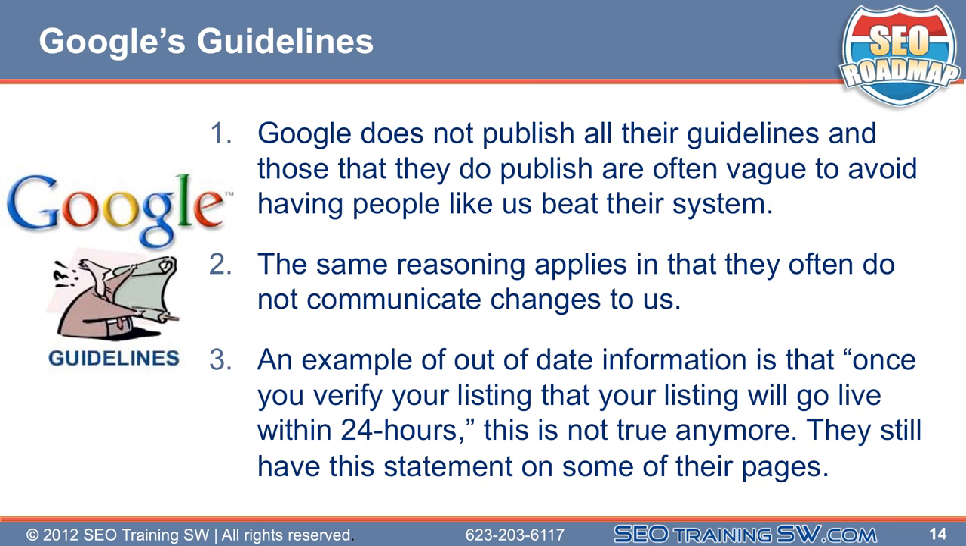Now, this same sort of reasoning applies in that they don't communicate these changes to us. Google Plus, Google Places, even the Google organic algorithm, they're going to have changes and they're not going to tell you what they changed or that they even had a change. You're going to have to figure this out, or we're going to have to figure this out. As an example, out of date information that once you verify your listing that you will go live within 24 hours, this is not true anymore. And they still have this statement on some of their pages.